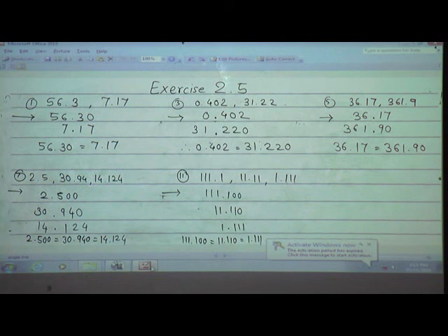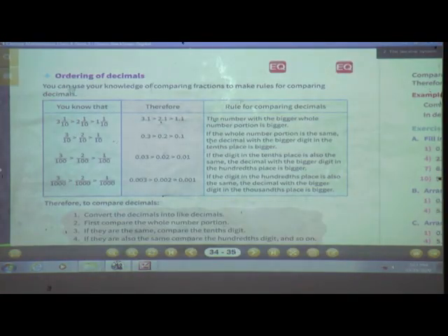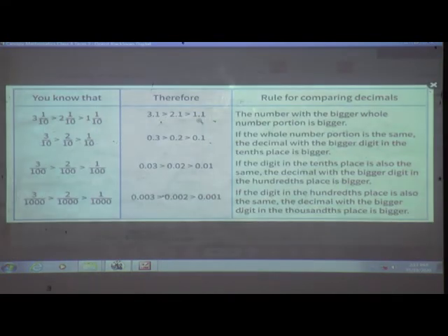Clear? Clear till here? Very good. Now we will go to the next point. Now remaining all 6 to 7 examples in the same way you are going to solve on your own. Okay? Yes. Now next we are going to study about ordering of decimals. Now you can use your knowledge of comparing the fractions to make the rules for comparing the decimals.